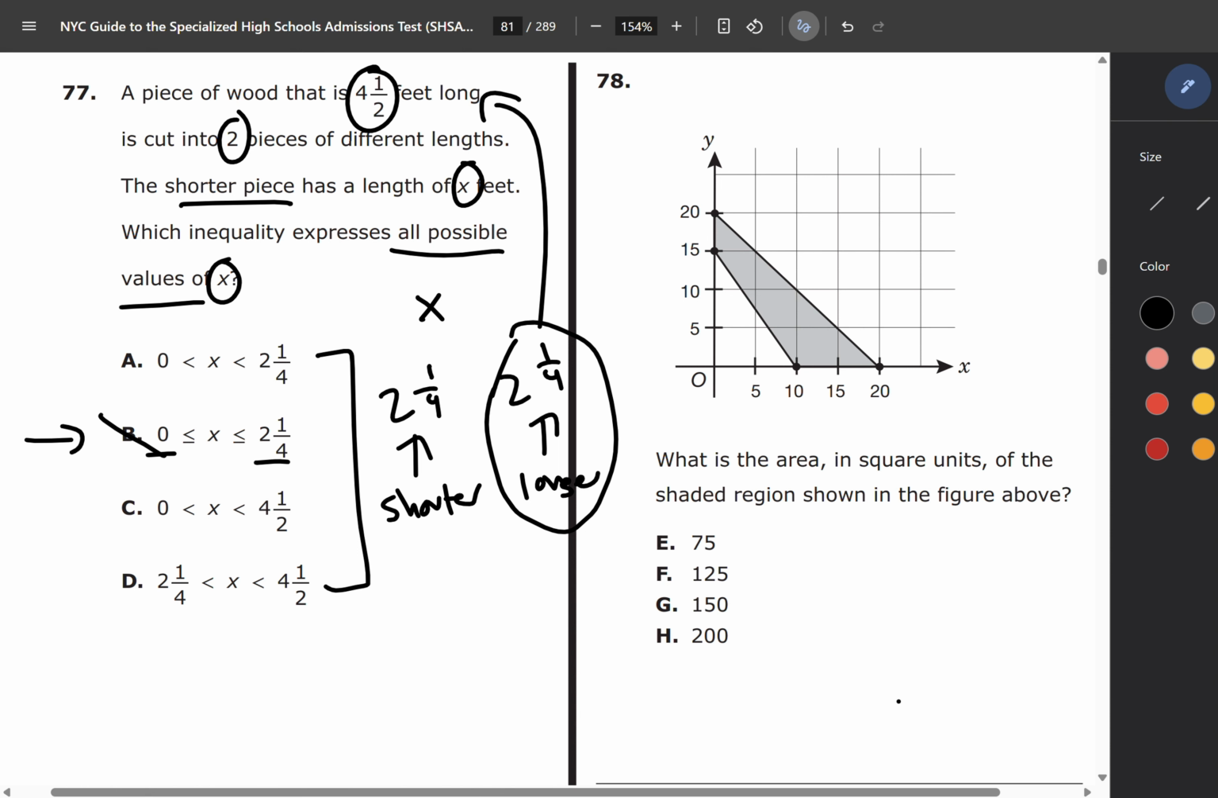Also, keep in mind, if we have two pieces of different lengths, that means that we have two tangible objects. And we can't say that the length of one is 0 feet because, well, it doesn't exist. We just didn't cut the wood at that point.